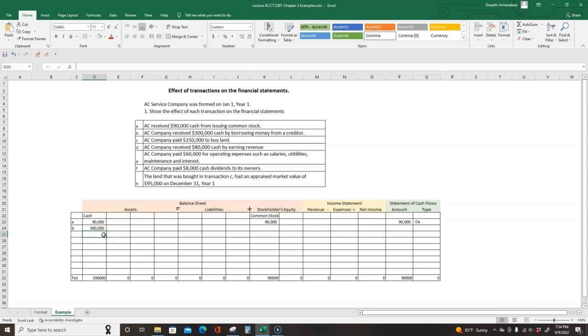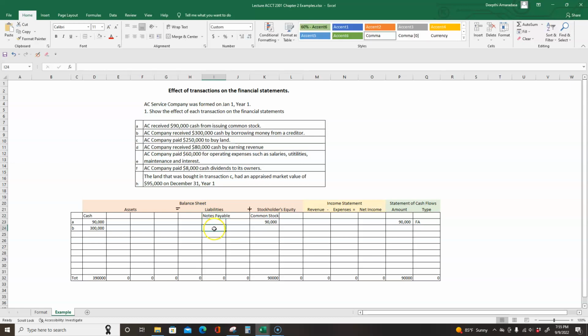Next, what else happened? The company just went into debt. So now we have a liability. What do we call liabilities when it's a loan? We call that notes payable. So under liabilities, I'll just put that here. We're going to type in notes payable. That's a column header.